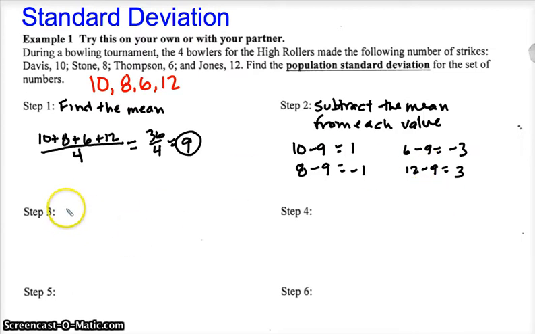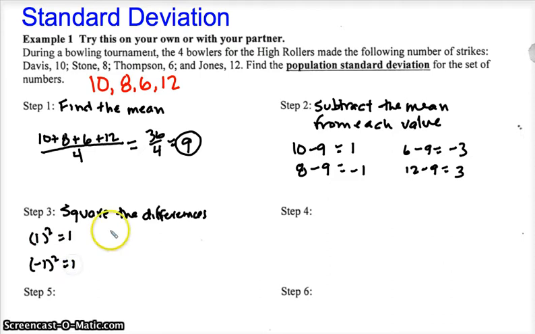Once we have those differences, step 3 is square the differences. Apologize for my sloppy handwriting there. We're going to square each of the differences. All right? So 1 squared is 1. -1 squared is 1. 3 squared is 9. And -3 squared equals 9. At this point, you should have all positive numbers. Remember that any number squared is positive. So after step 3, we're working with only positive numbers.